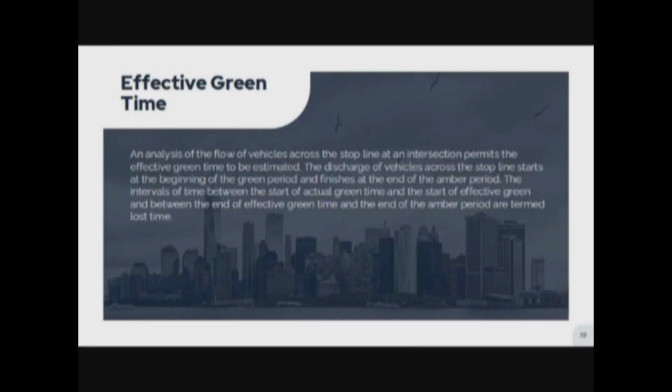Then we move on to effective green time. Effective green time is defined as the length of time during which the discharge of vehicles across the stop line starts at the beginning of the green period and finishes at the end of the amber period. The intervals of time between the start of actual green time and the start of effective green, and between the end of effective green time and the end of the amber period, are termed lost time.